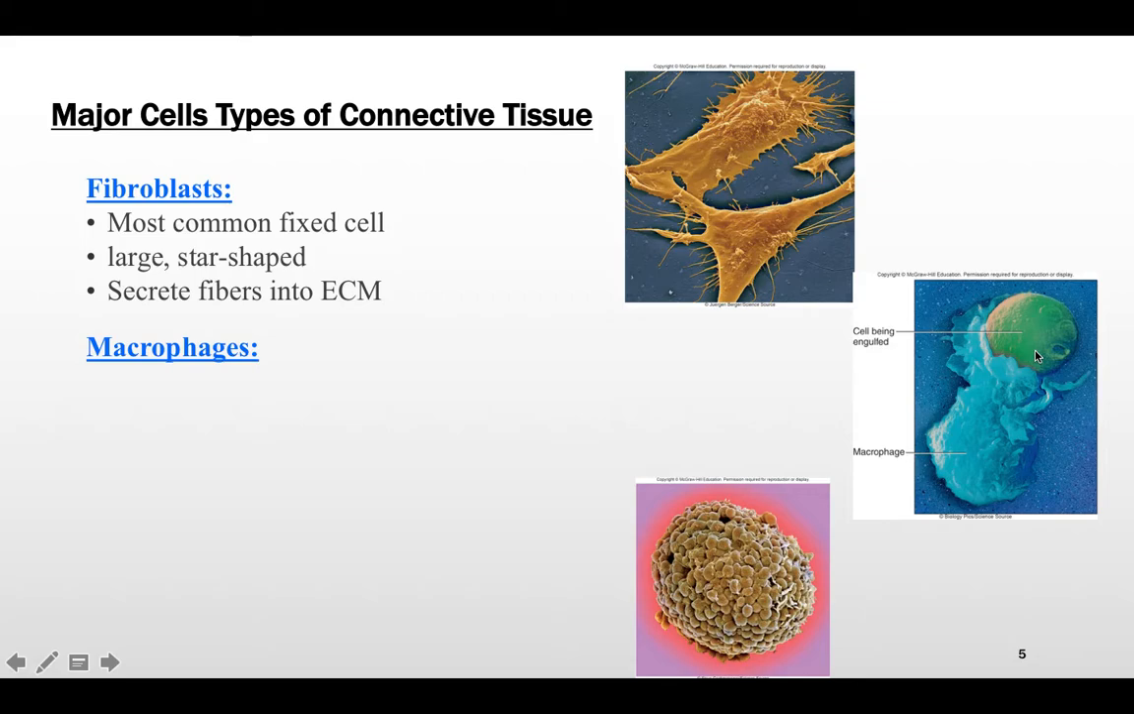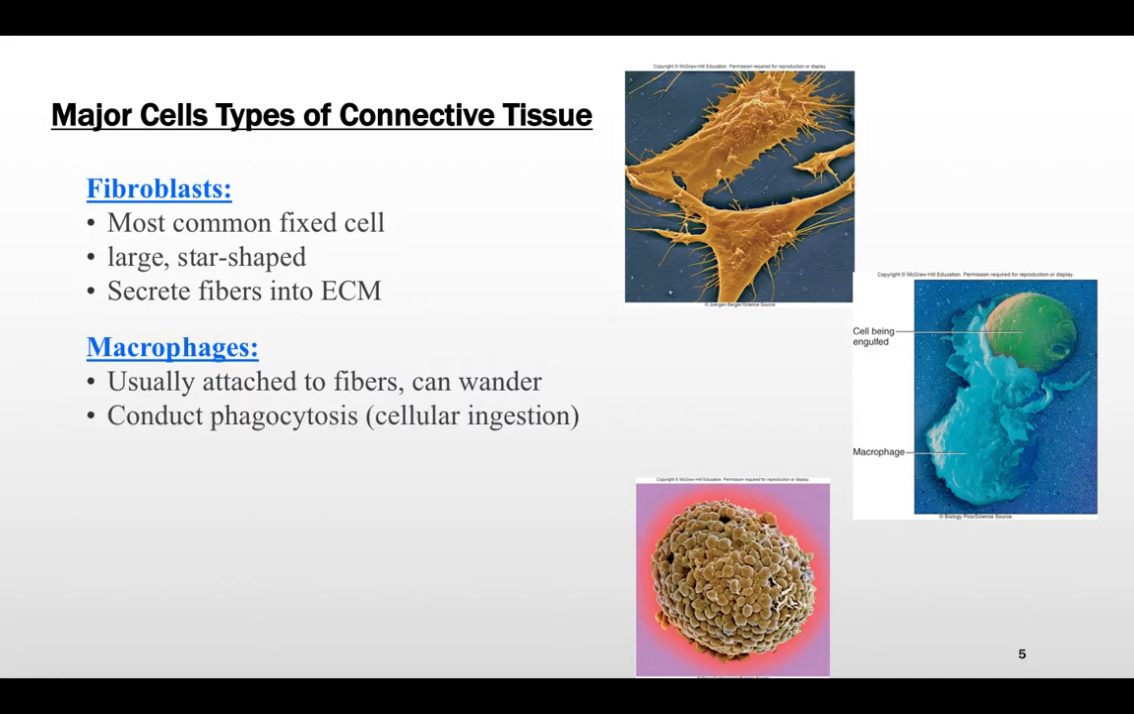Macrophages are here for defense. So macrophages usually are attached to fibers, but they can move. Fibroblasts are fixed. Macrophages conduct a process called phagocytosis, which is really just cellular ingestion. They wrap around any sort of foreign pathogen or foreign cell, maybe even damaged human cell, and they break it down. So they can help defend us against infection and keep our connective tissues healthy.